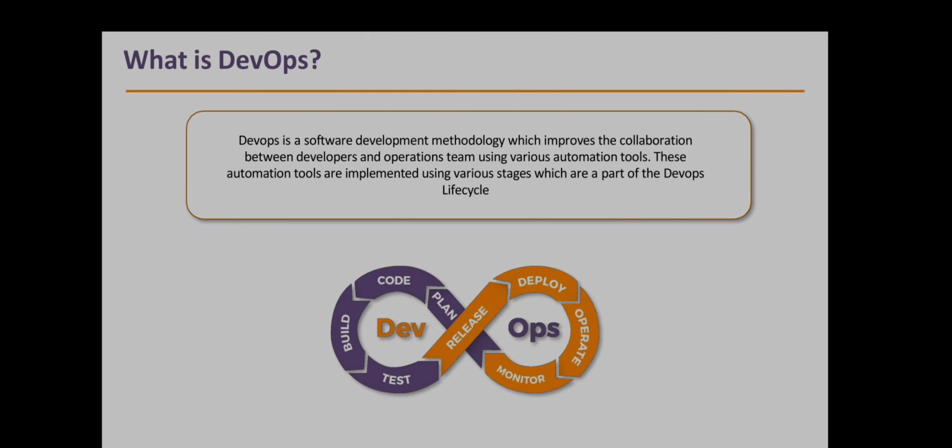What is DevOps? DevOps is a software development methodology which improves the collaboration between developers and operations team using various automation tools. These automation tools are implemented using various stages which are a part of the DevOps cycle.